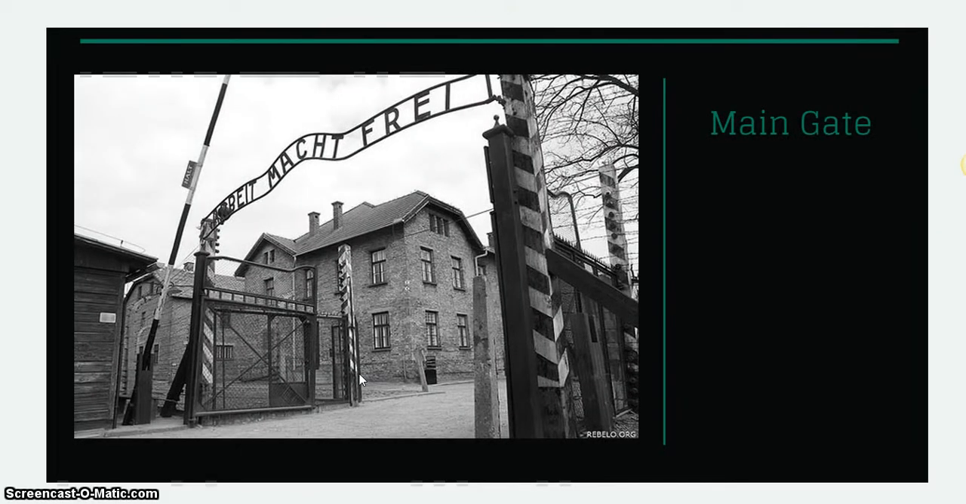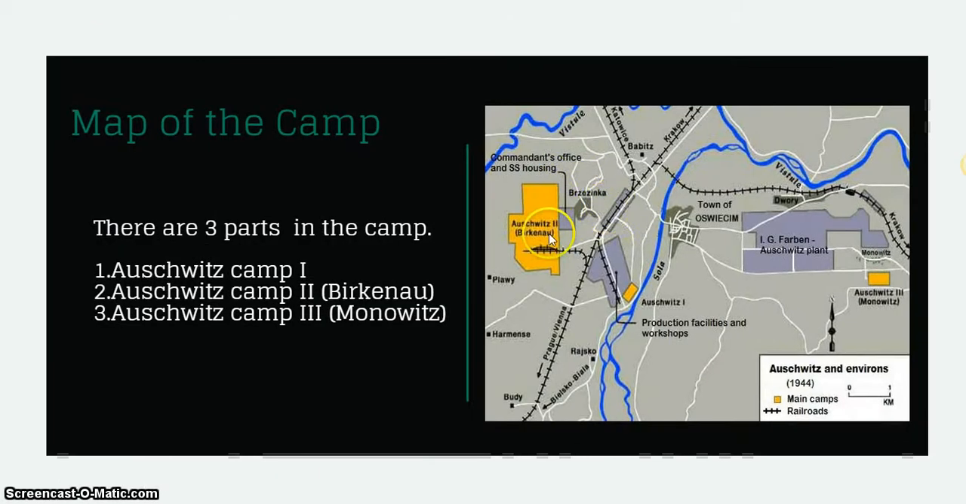This is the main gate of the camp, and the sign here means "work makes you free," which is kind of mocking the prisoners, to make them labor for them harshly. As you see on this map, there are three main camps: Auschwitz 1, Auschwitz 2, Auschwitz 3. As you see, the camp is gigantic.